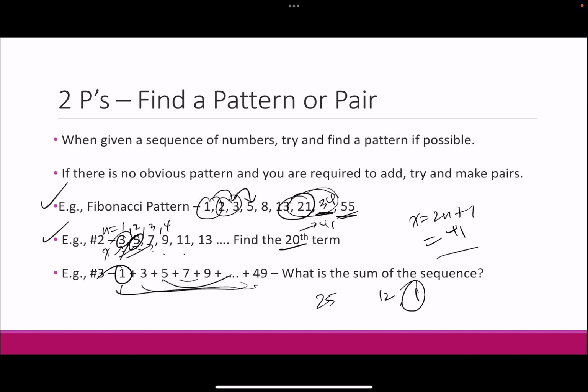So I'm going to leave this one term out here, and I'm going to add the second and the last, the third and the second last, the fourth and the third last. That's going to give me pairs of 52. So 3 plus 49, 52. 5 plus 47, 52. And so I'm going to have 12 pairs of 52.